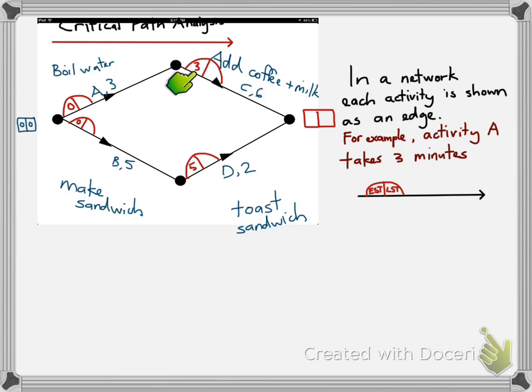Now the coffee and milk were added as early as the 3 minute mark, and it's going to take us 6 minutes to add that coffee and milk for whatever reason. Maybe we're a bit slow. And to toast the sandwich, the earliest we could start doing that was at the 5 minute mark, and it's going to take 2 minutes to toast the sandwich. So it must be a pretty powerful toaster. So that's going to be at the 7 minute mark at which the toasted sandwich is ready, whereas the coffee is going to be ready at the 9 minute mark, 3 plus 6. So the earliest we're going to finish and have this meal ready is at the 9 minute mark.